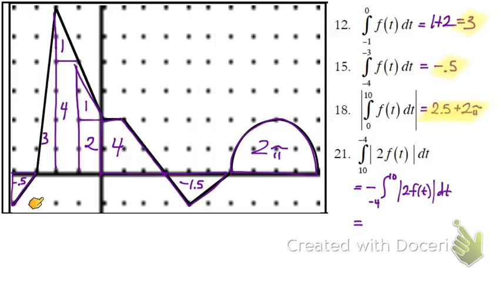This little rectangle down here at the bottom had an area of 2 units, and this one right here had an area of 1 unit. So we just added them together to get 3.